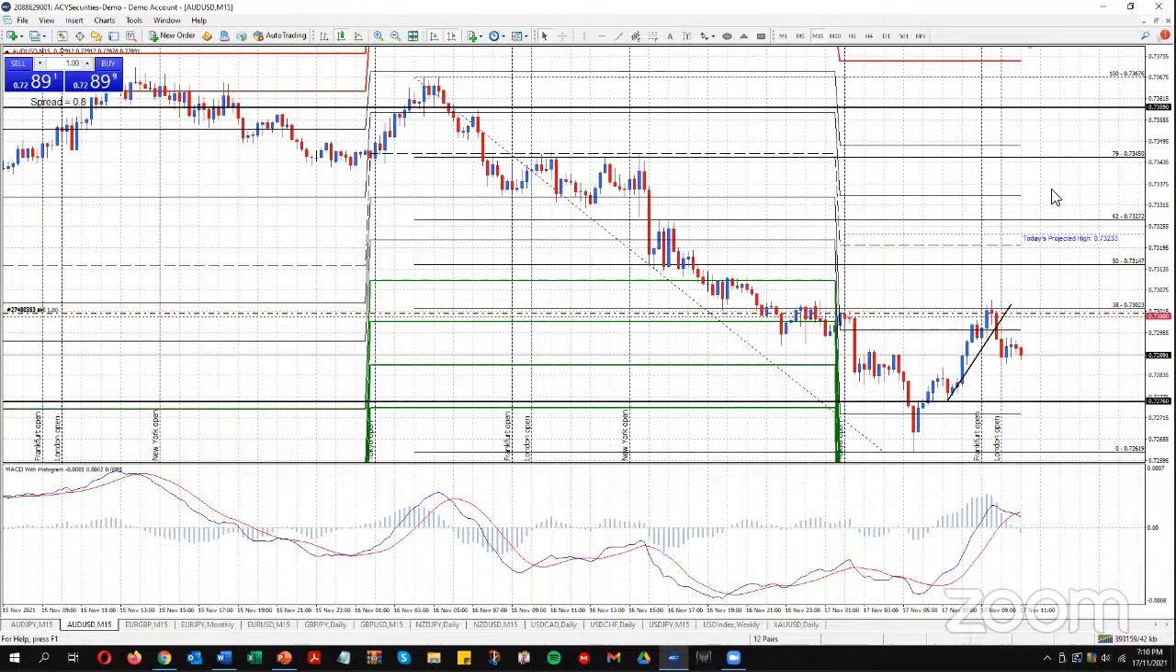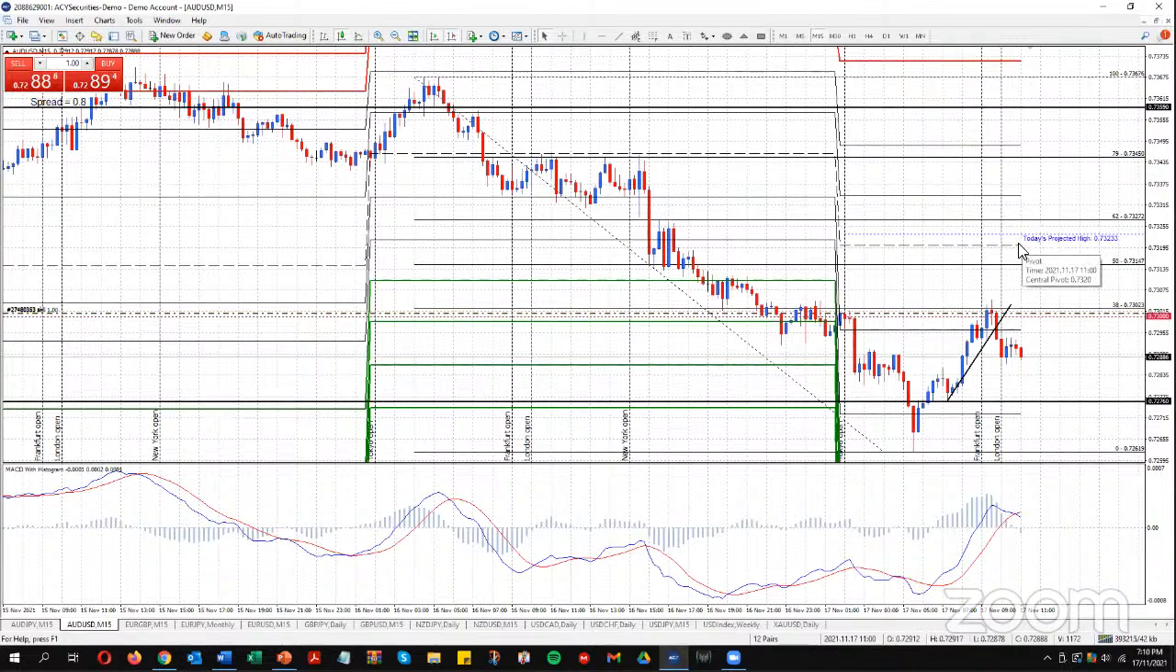Now, if it does bounce further up, then I'm going to be watching the 62% level or the 79% level of that 4-hour range to see what price does at those levels. Does it hold and fail and move back down? Look for a trend line break to trade to the downside.